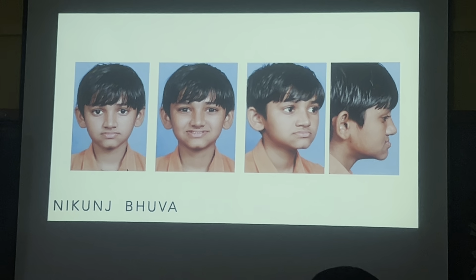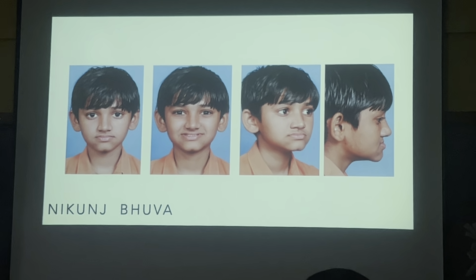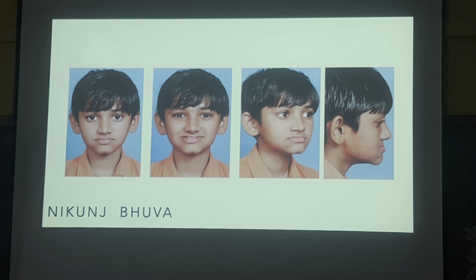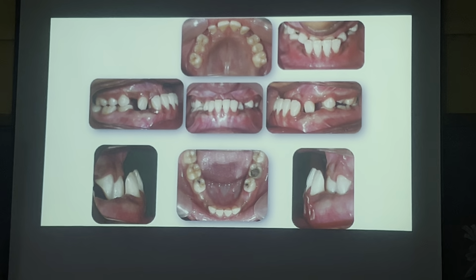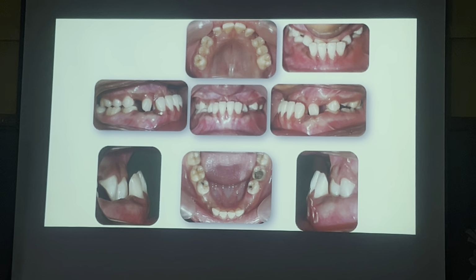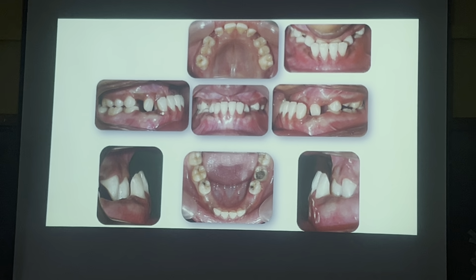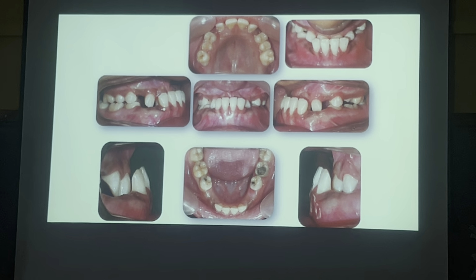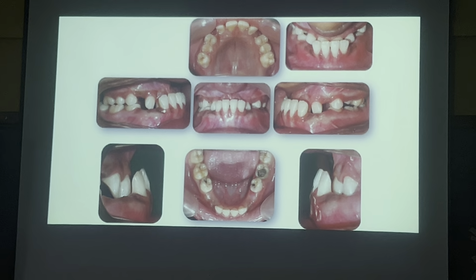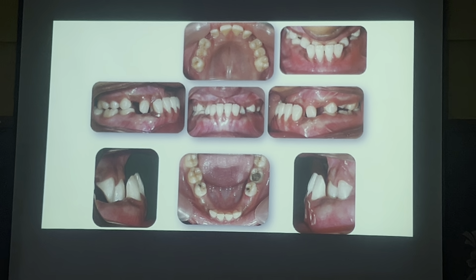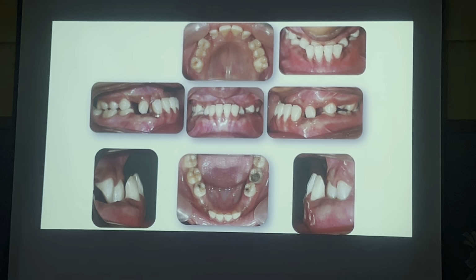One more case is having a severe class 3: a 10-year-old boy presented with the chief complaint of a protruding lower jaw. Look at the intraoral picture: severe underbite, reverse bite, and see how the upper incisors are impinging on the lower alveolar bone on the lingual aspect. And there was more than 100% deep bite.